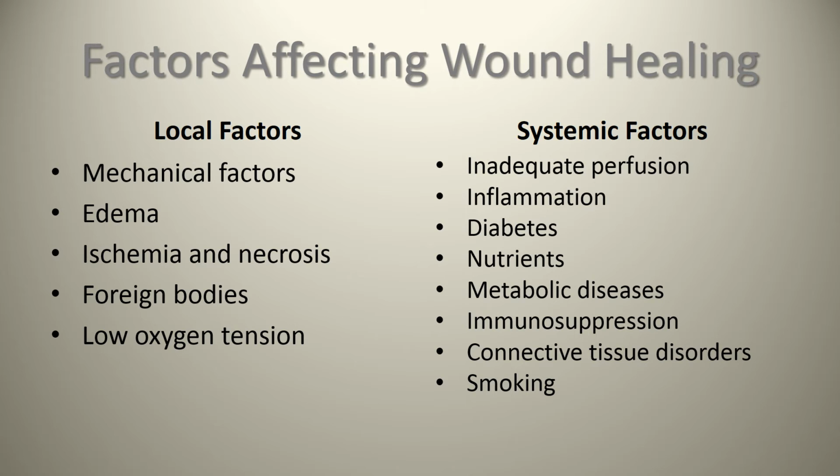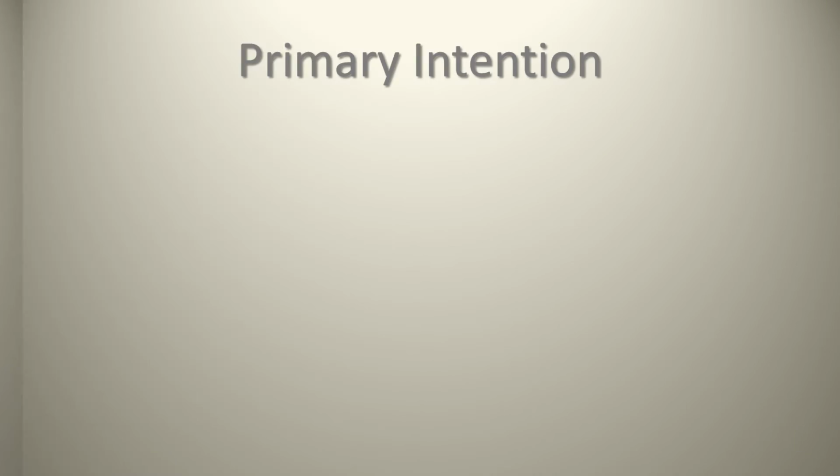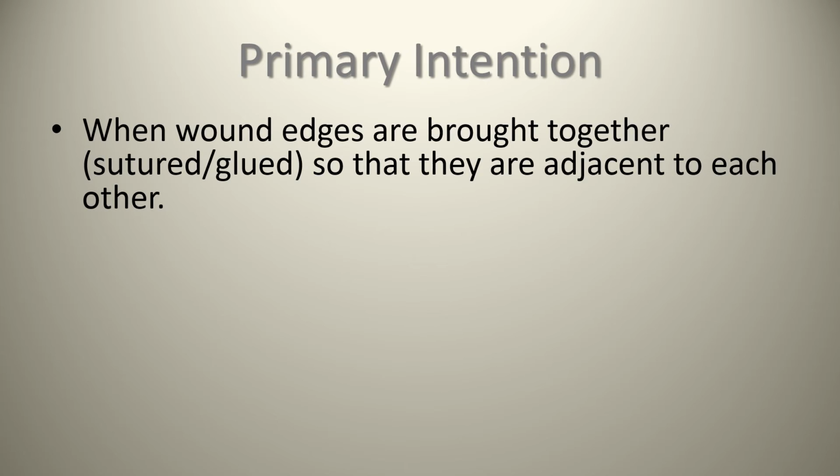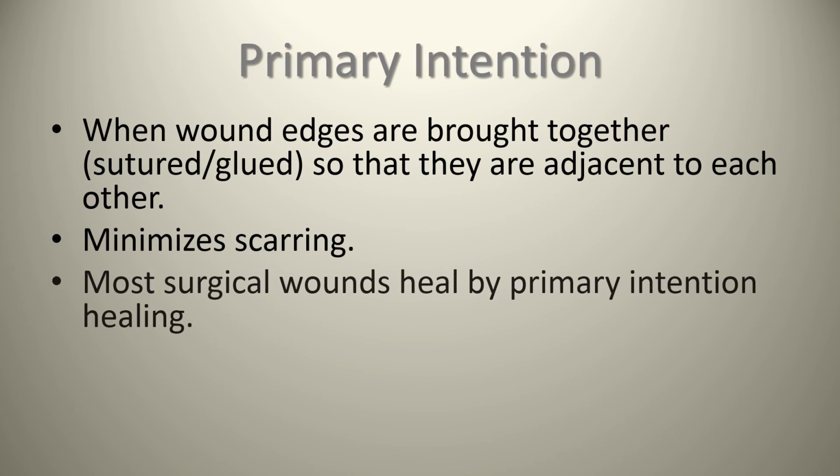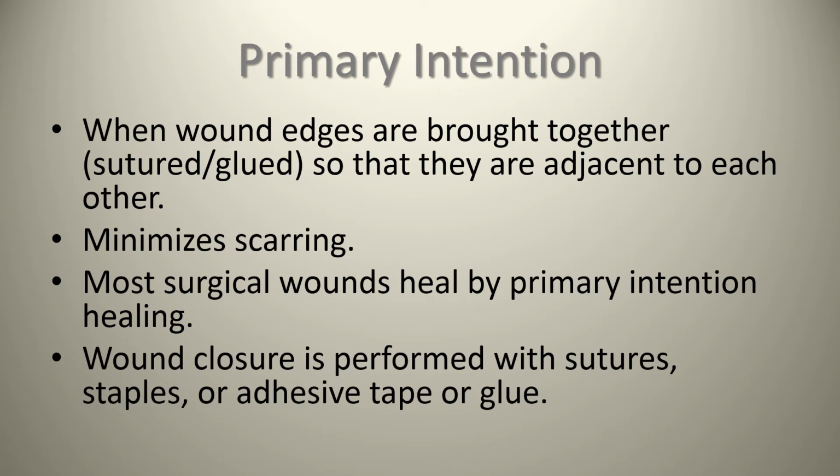The definition of primary intention: primary intention is when wound edges are brought together, sutured or glued, so that they are adjacent to each other. This minimizes scarring. Most surgical wounds heal by primary intention healing. Wound closure is performed with things like suture, staples, or adhesive tape or glue.